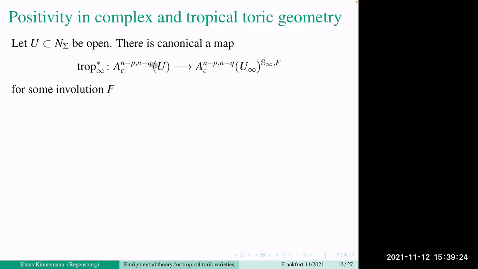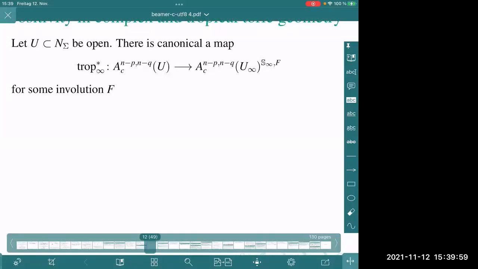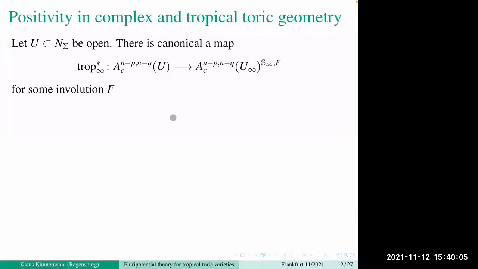Something which comes from U will automatically be invariant under S infinity. But the real forms here will not be mapped to real forms here. Nevertheless, the image is invariant under some canonical involution F, which I do not want to discuss here. And this map is made in such a way that if U is contained in NR, then this map here is an isomorphism.